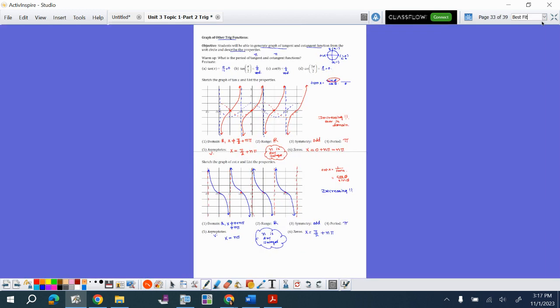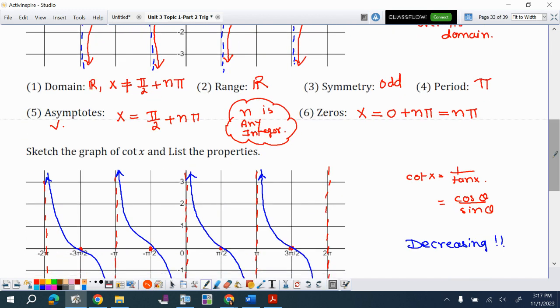Okay, so I'm going to show you the full page here. You must understand the graphs of tangent and cotangent. Tangent is increasing, cotangent is decreasing. For the tangent graph, anytime cosine becomes 0, they have an asymptote. For cotangent, anytime sine is 0, they have an asymptote. And know how to write the properties in the generic form pi over 2 plus n pi, and n is any integer.